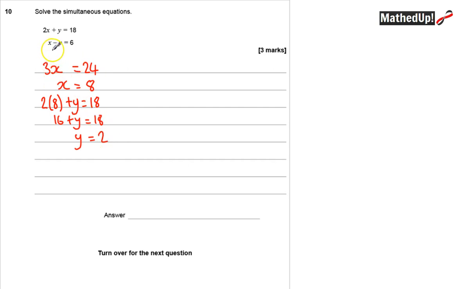I'm just going to check it in this equation over here. If x is 8 and y is 2, 8 take away 2 does in fact give me 6, so I know that it works. So my answer is over here, x equals 8 and y equals 2.